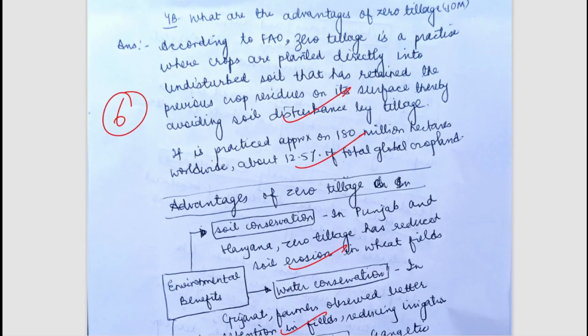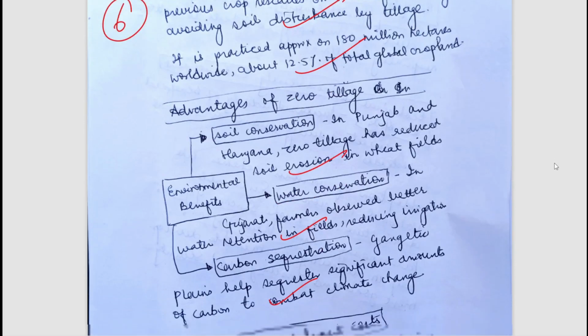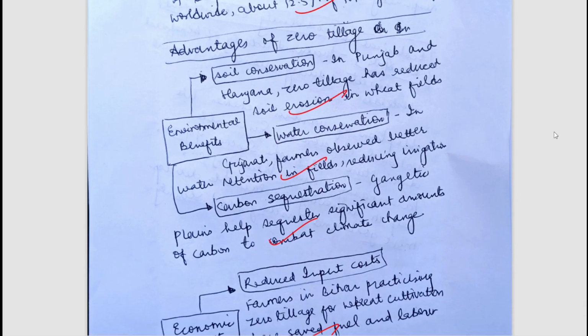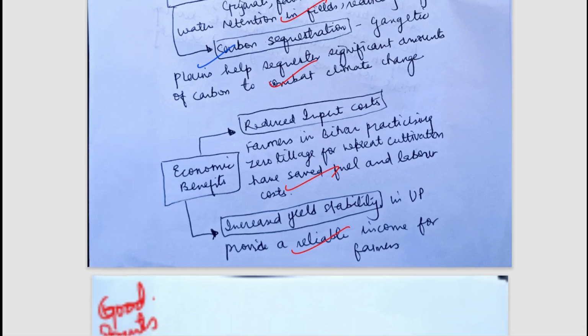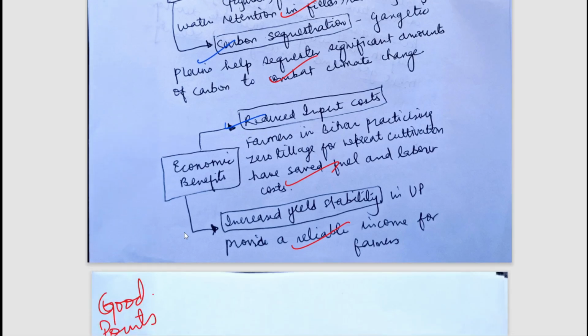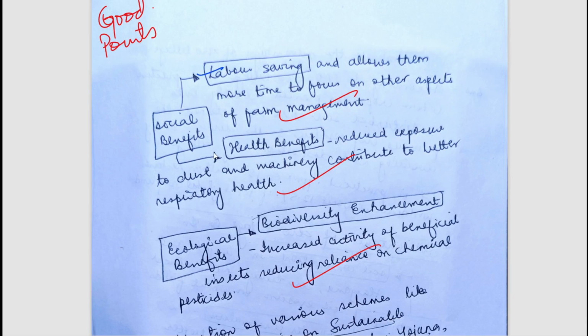Now on to the next question, that is, what are the advantages of zero tillage? We all know zero tillage or minimal tillage. We do a very small amount of tillage or don't do any kind of tillage. So what are the advantages? Obviously soil conservation, water conservation, carbon sequestration, reduced input cost, increased yield stability, it is labor saving, health benefits.